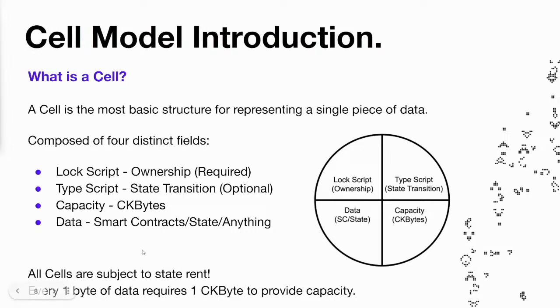And all cells are subject to state rent. So when you fill up a cell with data, you are responsible for the state rent. And again, that's where the 1 byte of data requires 1 CK byte to provide capacity. It's those CK bytes that are paying the state rent out of targeted inflation on this actual cell. So when you create the cell, you must make a deposit of CK bytes equal to the number of bytes that it's occupying. And then in the future, if you don't want this anymore and you destroy this, let's say your NFT is worthless and you want your CK bytes back, you burn the NFT, your CK bytes get released, and you can take those back and use them for something else again.